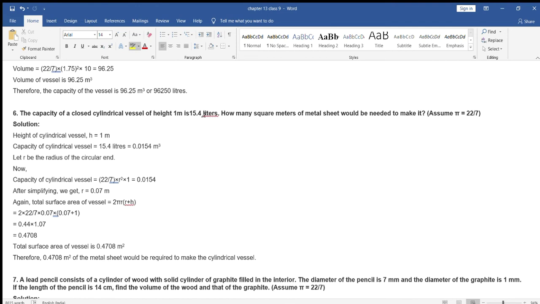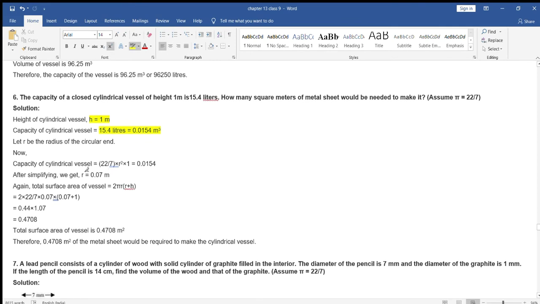So for finding total surface area, what do we have to find out? We have to find out the radius first of all, because without radius and without height we cannot find the total surface area. Height is known to us, we have to find out radius. So just see how we will find it out. Height is 1, capacity is given to you, convert it into meter cube, that is the volume. Now we know what the volume is, put the value in the formula and we can find out the R.